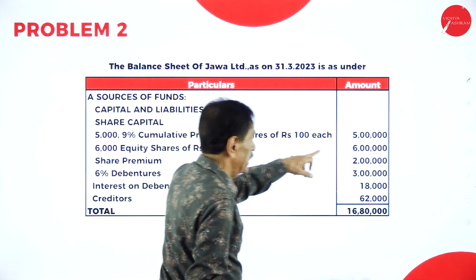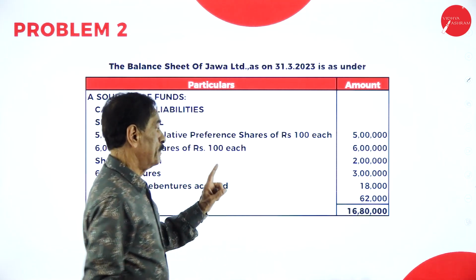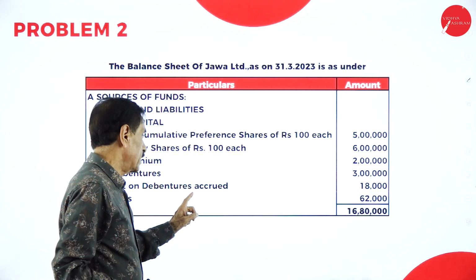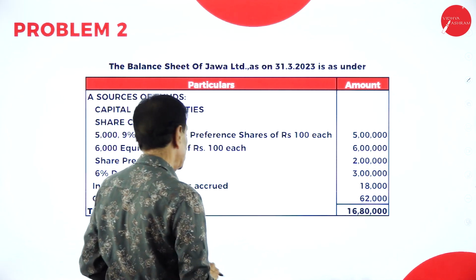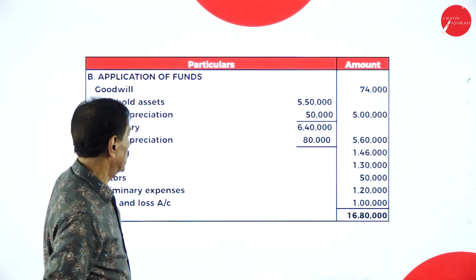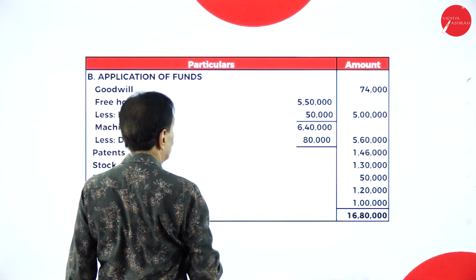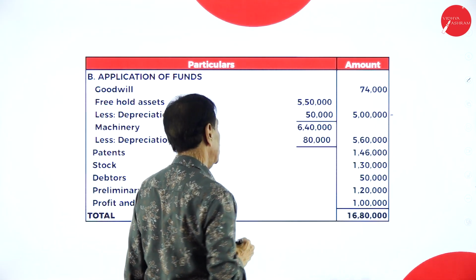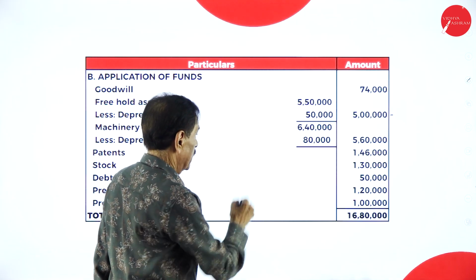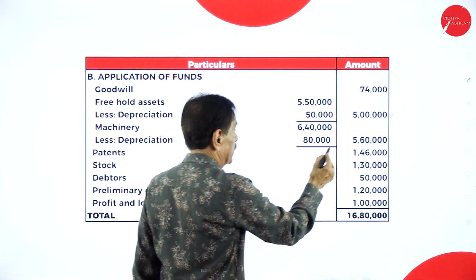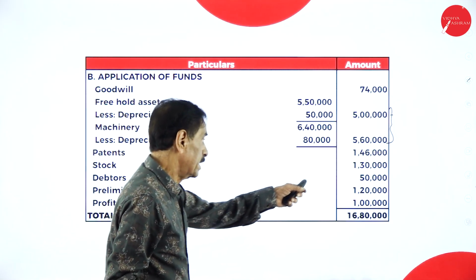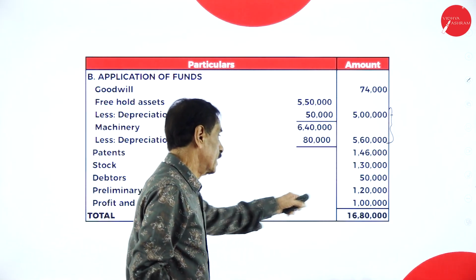6,000 equity shares of 100 each, 6 lakh. Share premium is 2 lakh. Debenture is 3 lakh. Interest on debenture accrued 18,000. Creditor is 62,000. Come back here. Freehold asset 5 lakh 50, 50 means 5 lakh. Machinery 6 lakh 40, 40,000 gone, 5 lakh 60,000. Patents 1 lakh 46,000. Stock 1 lakh 30,000. Debtor 50,000.